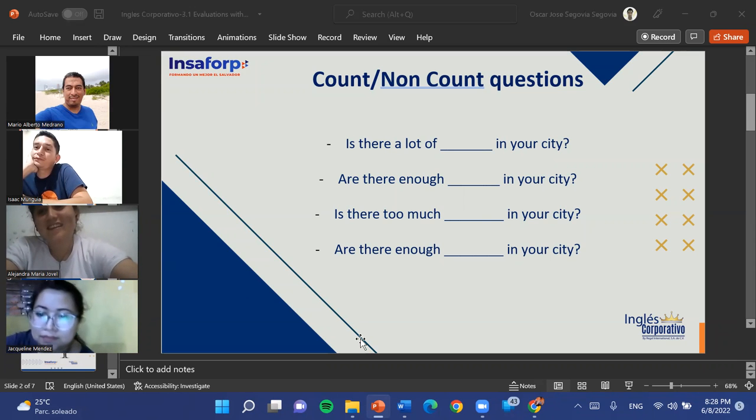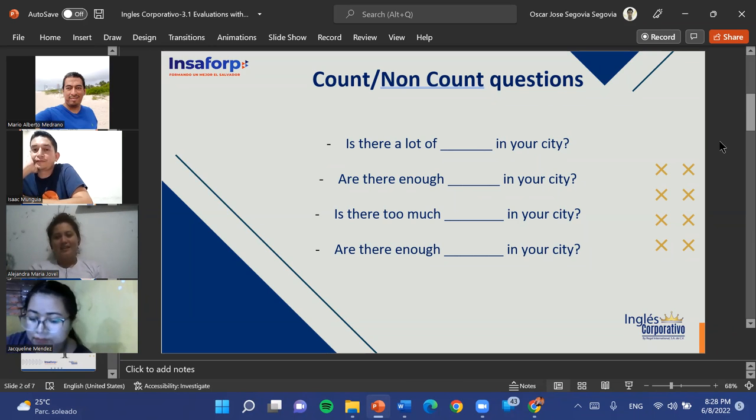I will change a bit of the question y en lugar de marketplace podríamos poner esta, miren, esta palabrita que les voy a mandar acá ahorita. Okay. Business, ¿sí? Business, ajá, como si hay mucho movimiento de negocios. So, is there a lot of business in your city? So, Jacqueline, is there a lot of business in your city?